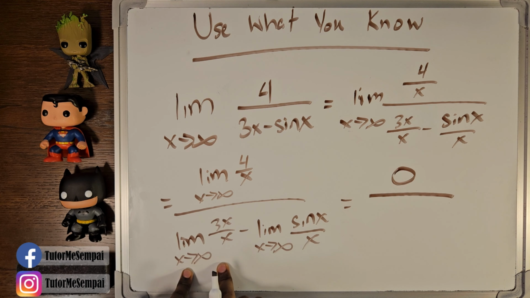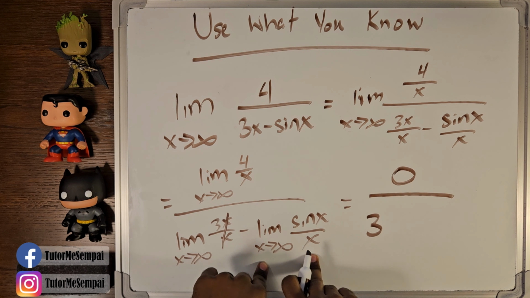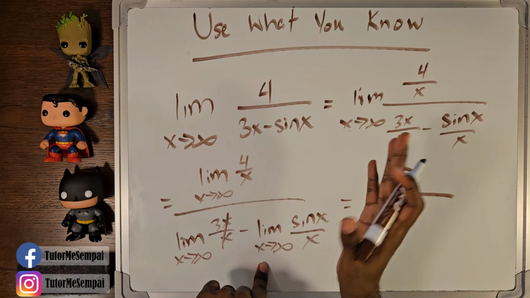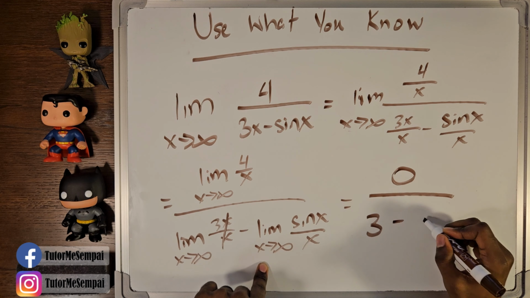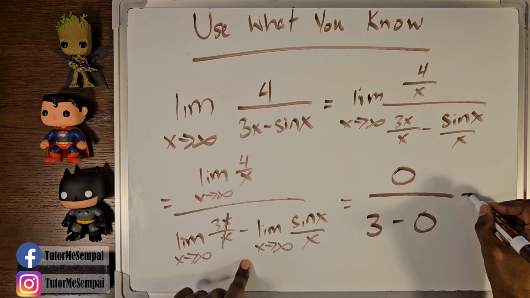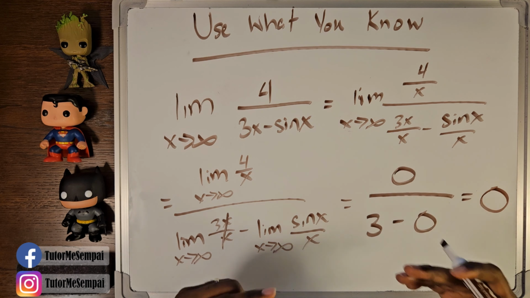The second is going to be 3, because that's a constant. The limit of a constant is always going to be that constant. And we already talked about what this was from the second part of our video. Sine x over x is going to be 0 as x goes to infinity, which means that you have 0 over 3, which ultimately equals 0.